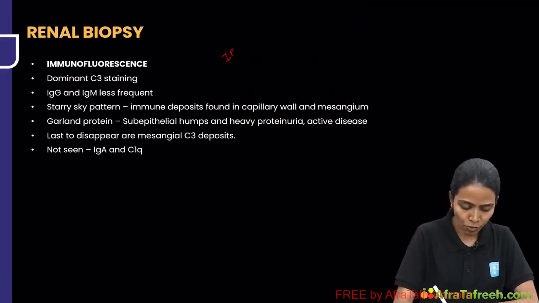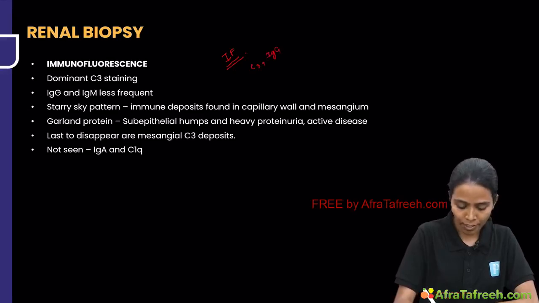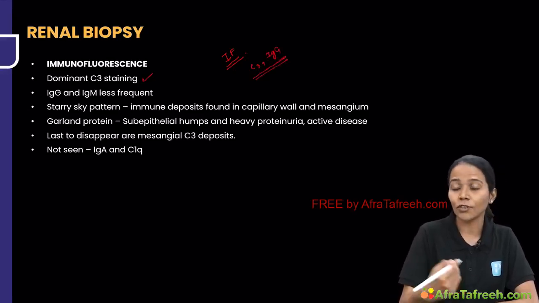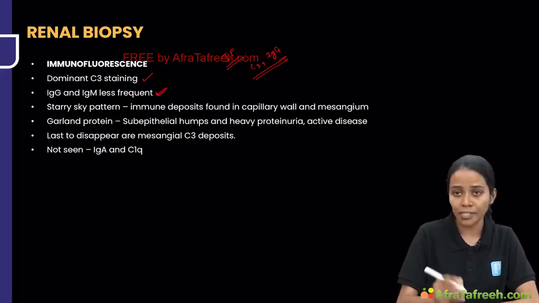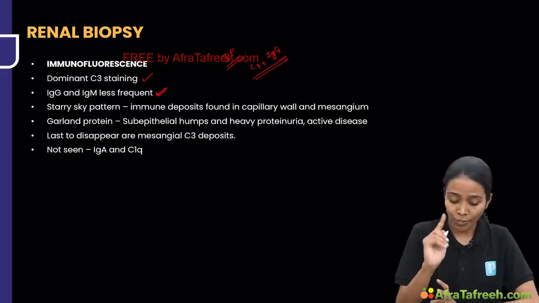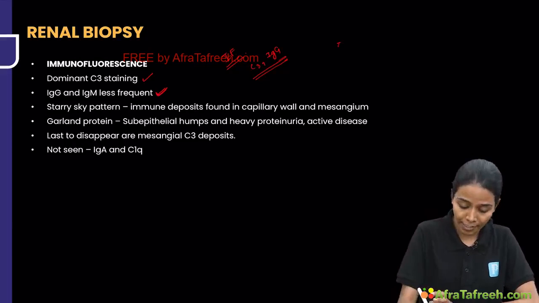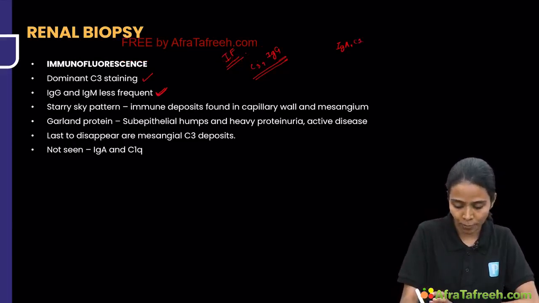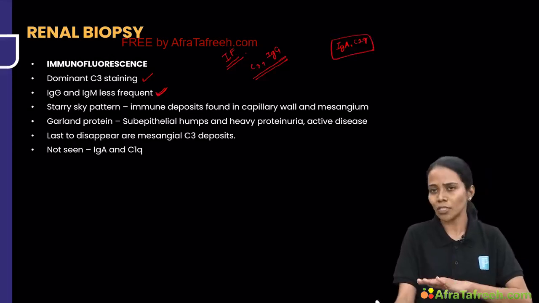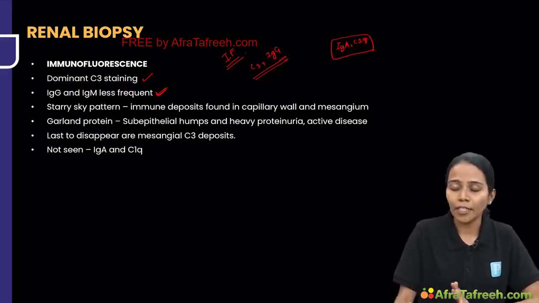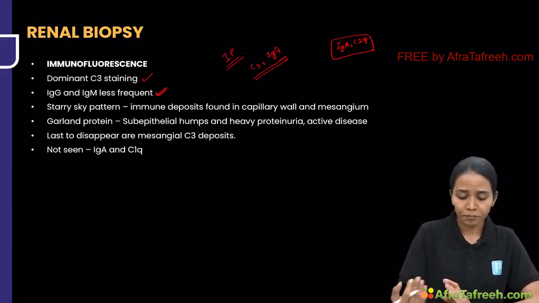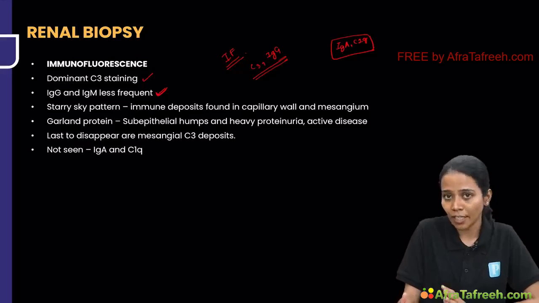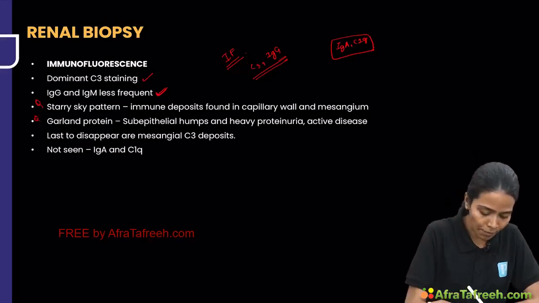So immunofluorescence, what is going to be there? There is going to be C3 and immunoglobulin, right? So dominant C3 staining you are going to see wherever antibodies are deposited, and immunoglobulin G and IgM are less frequent. Now you know what you are going to see. What you are not going to see is IgA and C1q. So that is very important. IgA you see in one specific type of IRG, and I'll come to that. But in PSGN you are going to see only C3 and immunoglobulin G. So these antibodies are arranged in a certain pattern. This has been asked as a question previously.